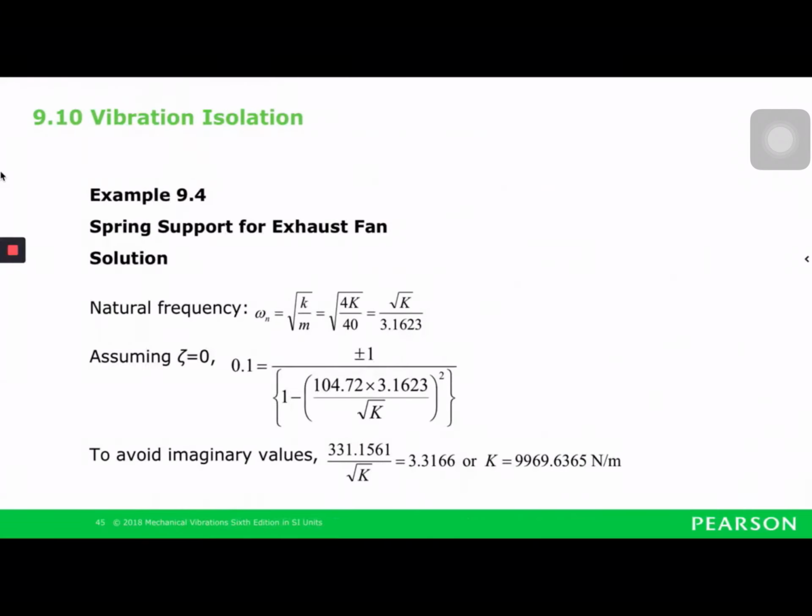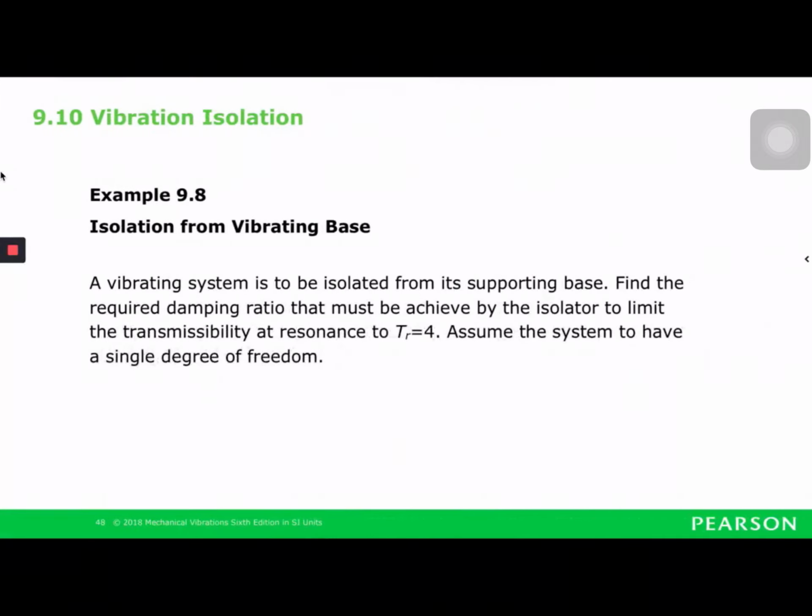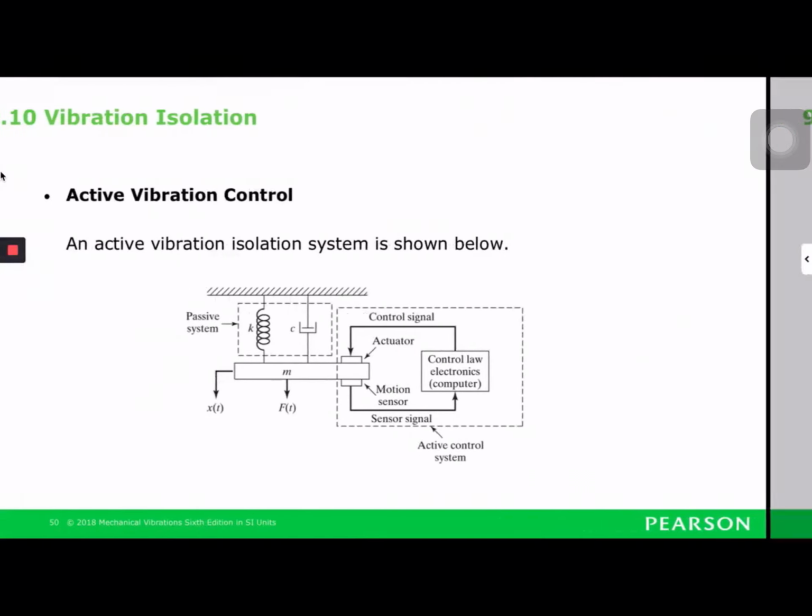The natural frequency we can also calculate from that. We have the mass of 40 kilogram, and for K we should consider all 4 springs, so we have 4K here. Again assuming zeta is equal to 0, meaning no damping, only spring. So we can put everything in the equation, and in the end we get the spring stiffness to be just below 10,000 Newton per meter. Other than that, you can take a look at the examples.